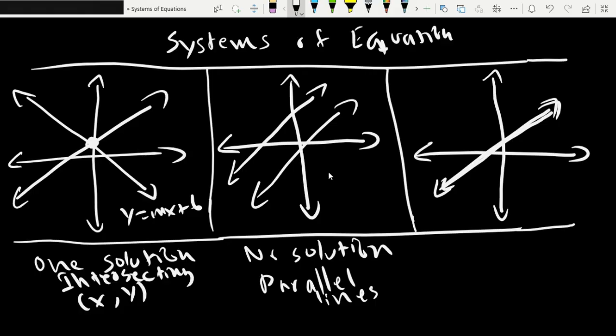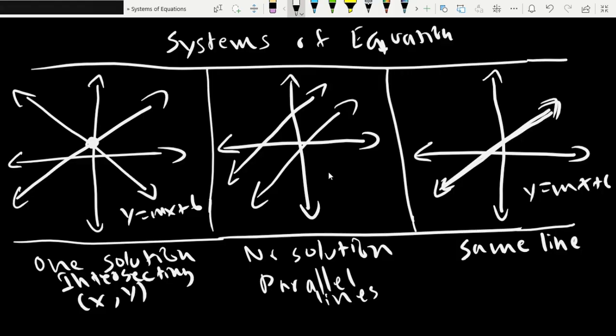So it's just going to be two lines that are exactly the same in y equals mx plus b format, but it's going to be exactly the same line. So what's going to happen in this one is just the same line. It's just two lines that are on top of each other. One line is on top of the other one. So what are the solutions for this one?